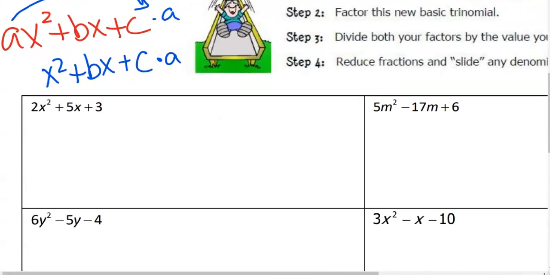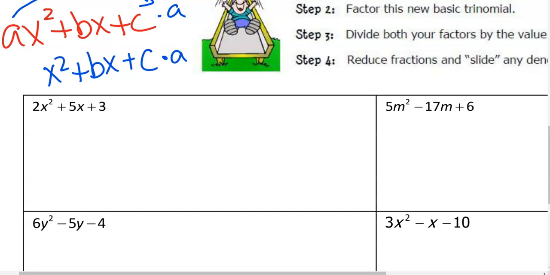So our first one is 2x squared plus 5x plus 3. So we have a 2 out front. Can I divide 2, 5, and 3 by 2? No. You cannot nicely divide 2 out of 2, 5, and 3. Okay? So instead, we're going to slip and slide. Take our a value, slip it to the end. Okay? So this is the slip. Now we have x squared plus 5x plus 6.